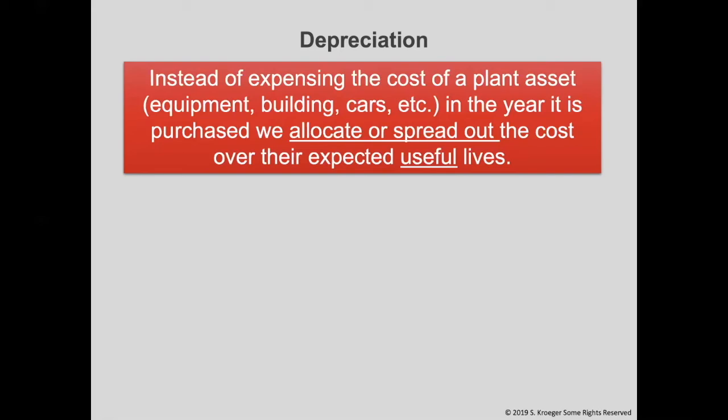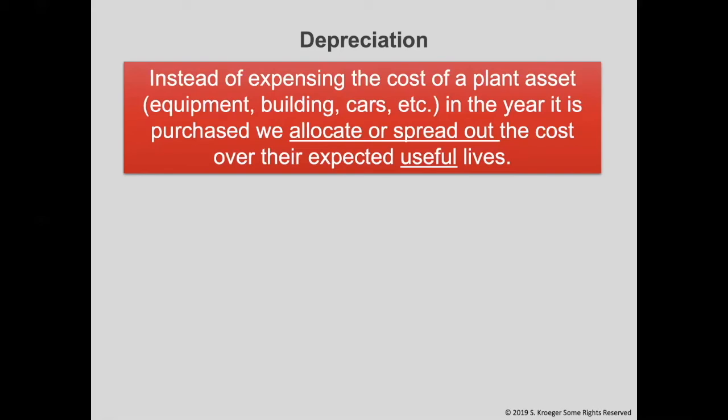Most of my students think of depreciation as the decrease in value of an asset. For example, your car. Your car depreciates in value over time. In accounting, it is similar, but not quite the same. We are not revaluing the asset. Instead, we are expensing the amount we paid for that asset as an expense over its useful life.